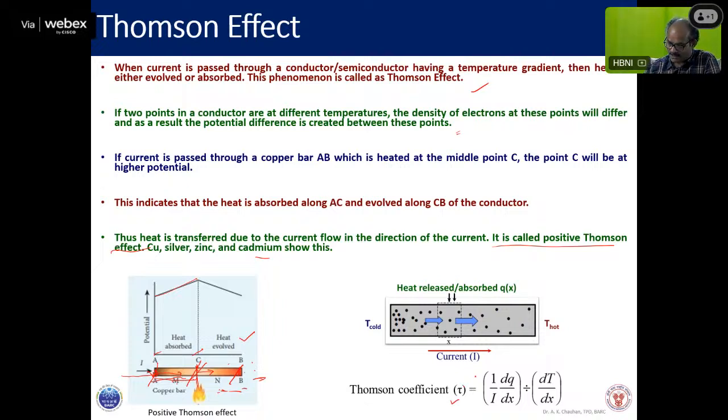The Thomson effect coefficient is defined as 1 by I, dQ by dx, divided by dT by dx. That is the gradient. So if you want to define the Thomson coefficient, it is equal to the heat carried per second when 1 ampere current is flowing through a temperature gradient of 1 Kelvin per meter.